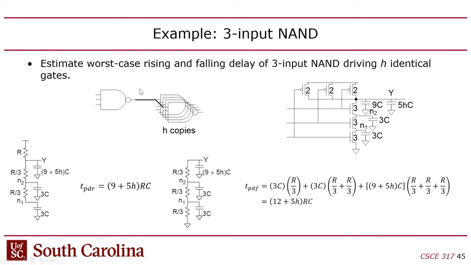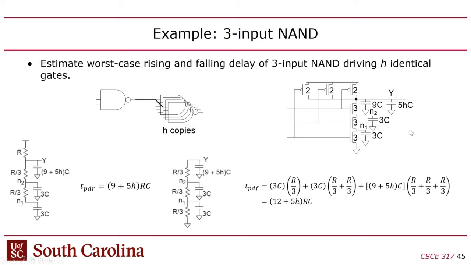Right. So you've got a NAND gate driving H other NAND gates. The H refers to the fact that you have to multiply the load capacitance, the gate capacitance of the things it's driving. So you remember you had 9C on the output of the gate that we calculated. Right, that's the output of this gate. But then you have the inputs.